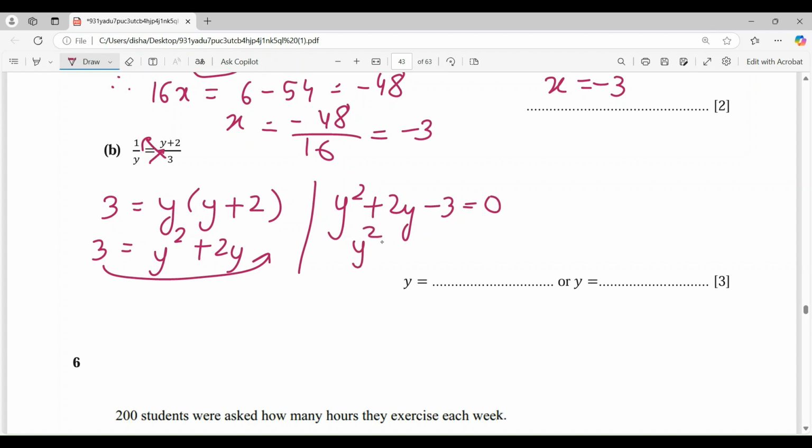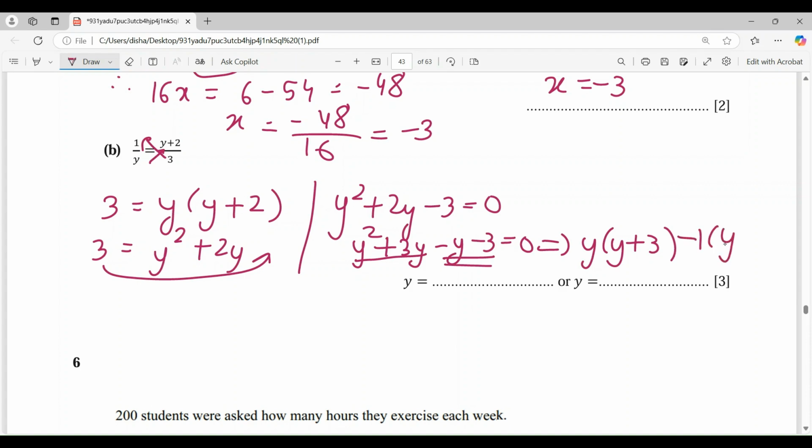So, y square plus 3y minus y minus 3 is equal to 0. So that implies, if I take out y common, it will be y into y plus 3. From here I can take out minus 1 common, so minus 1 into y plus 3, that is equal to 0. So the value of y will be y minus 1 equals to 0, and y plus 3 equals to 0. So the values will be 1 or minus 3.